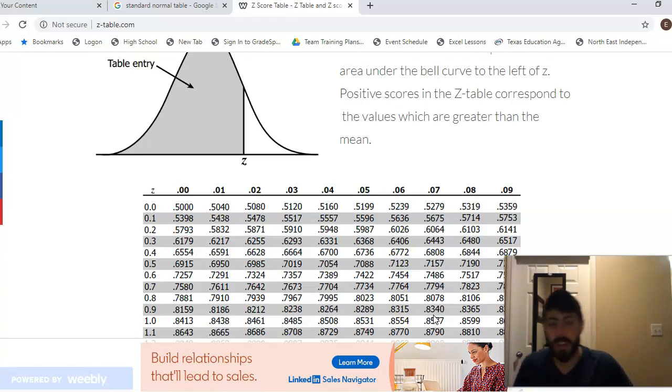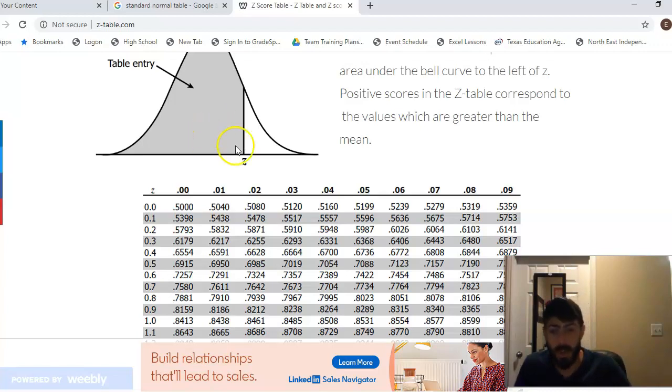Now we were interested in this section over here. We want to know the probability that a child is born with a weight greater than 3,600, not less. Over here would be less, over here would be greater. So it's an easy fix.